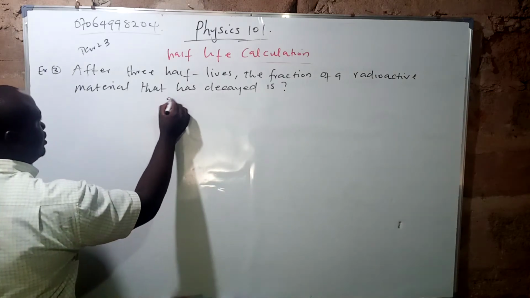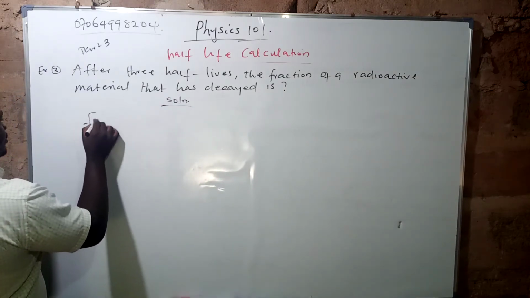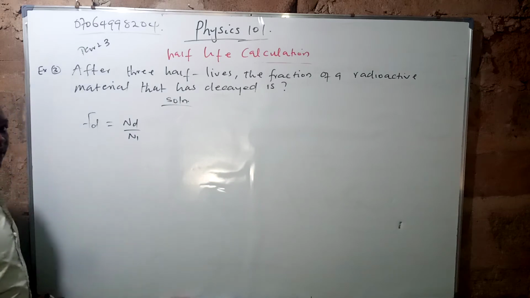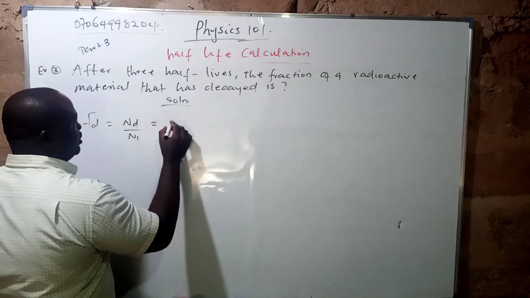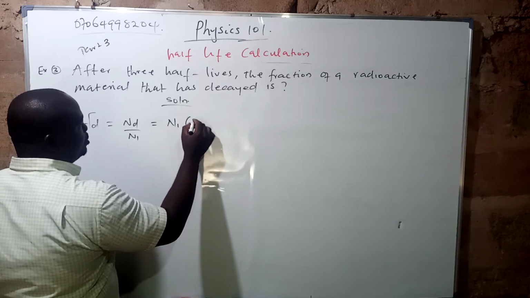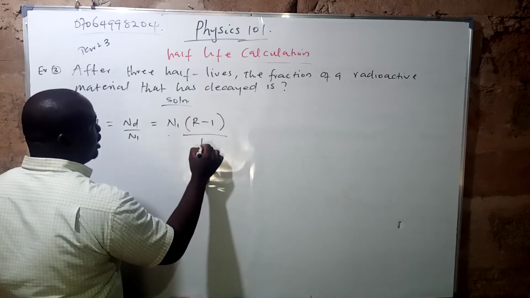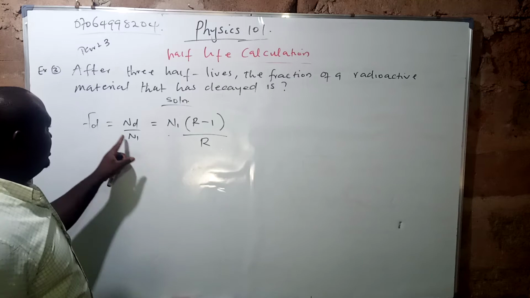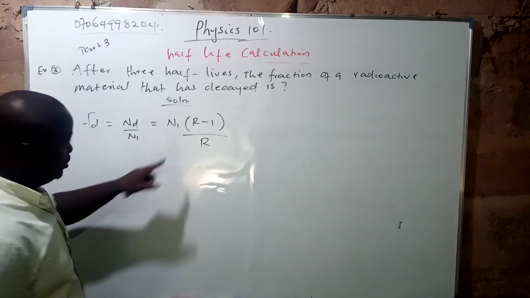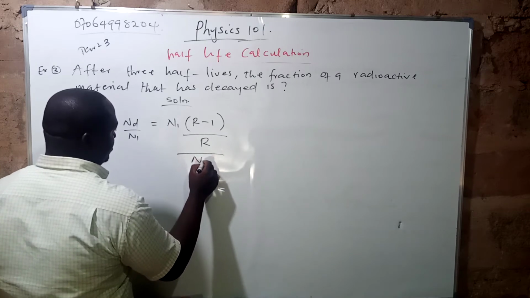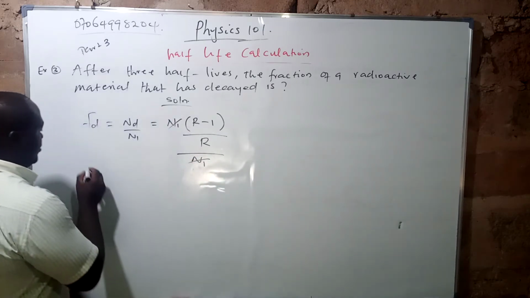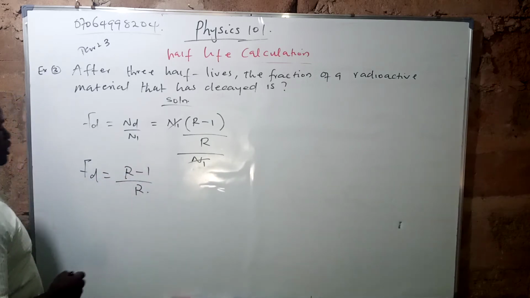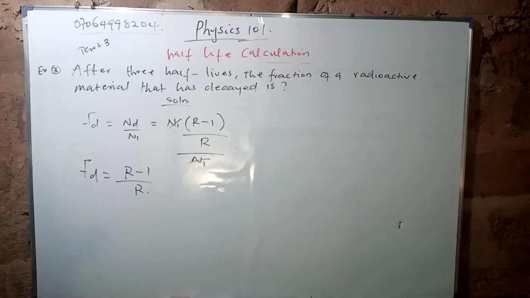And remember, this is FD. That FD is equal to ND all over N1. And remember that ND, we already said that ND is N1 into R minus 1 all over R. So if FD is ND all over N1, and our ND is this, then N1 goes with N1. Therefore, your FD is R minus 1 all over R. That is the formula for calculating the fraction that has decayed.